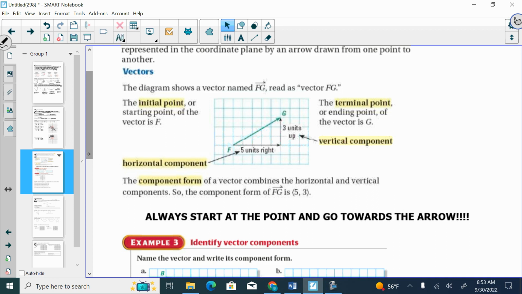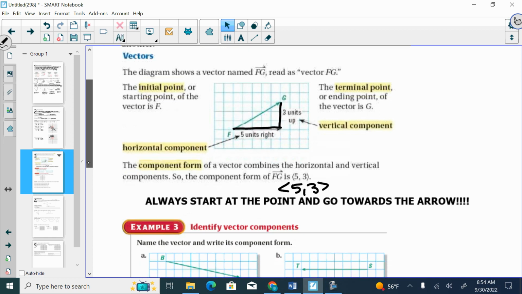So it says the component form of a vector combines the horizontal and vertical components. So the form of the vector FG would be <5, 3>. Reason being, we moved 5 units to the right here and 3 units up. What's important to realize is that these are not parentheses on either side of the 5 and 3. They look kind of like our less than, greater than symbols. So that's what differentiates a vector from just a regular coordinate point.